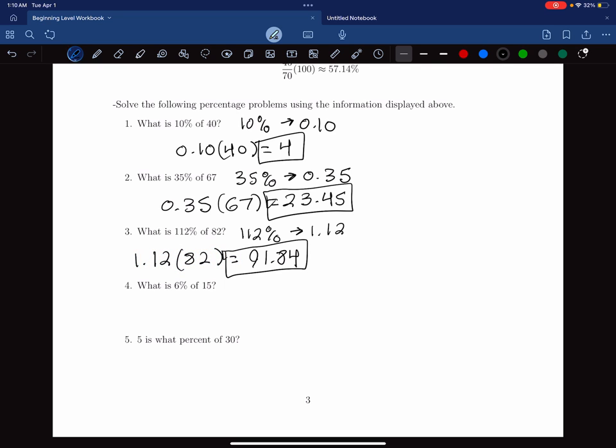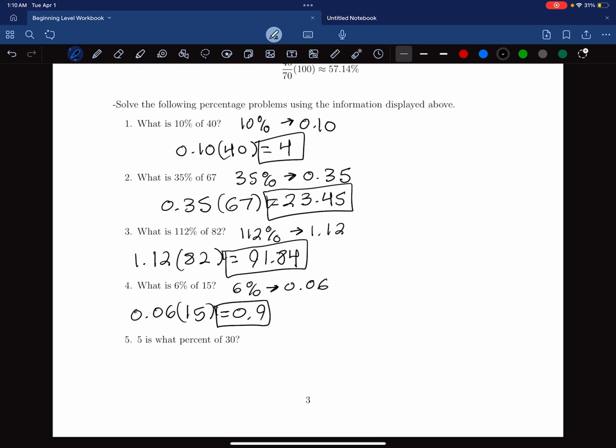Now, for number 4, we are asked what is 6% of 15? Now, 6% in a decimal is 0.06. Now, multiplying 0.06 to 15, that is going to get us 0.9. So 0.9 is 6% of 15.